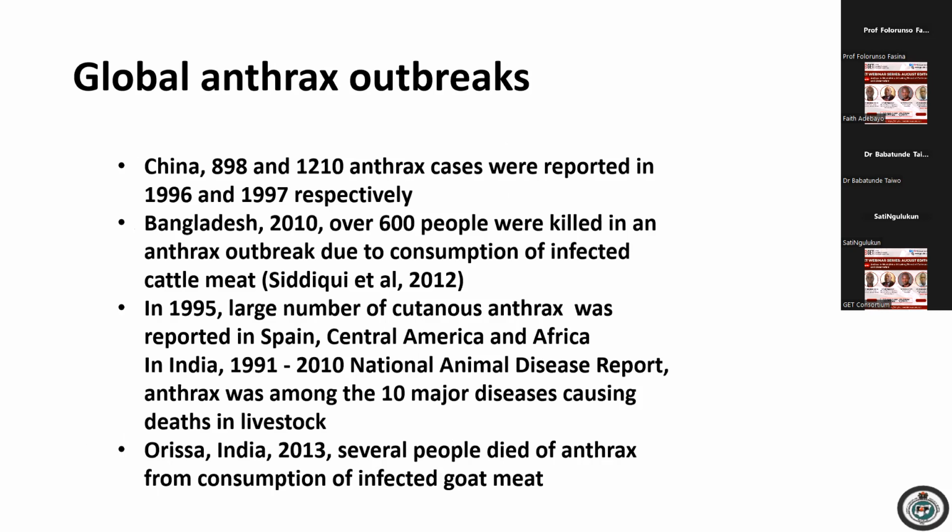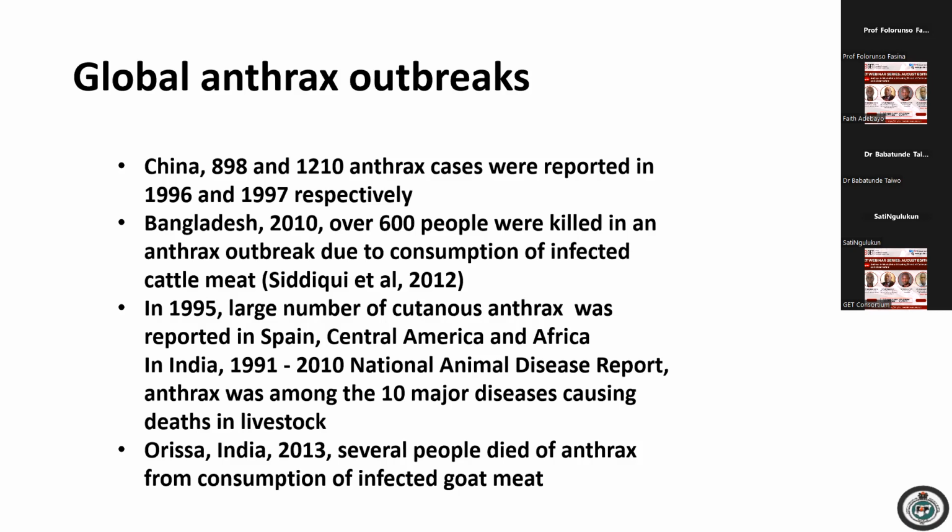Okay, this is also talking about the global outbreak. In China, 898 and 1,210 anthrax cases were reported in 1996 and 1997, respectively. And in Bangladesh, in 2010, over 600 people were killed in an anthrax outbreak due to consumption of infected meat. In 1995, a large number of cutaneous anthrax cases were reported in Spain, Central America, and Africa. And in India, between 1991 and 2010, the National Animal Disease Report showed that among the 10 major diseases causing deaths in livestock, anthrax is among them. And in India in 2013, several people died of anthrax from consumption of infected goat meat.